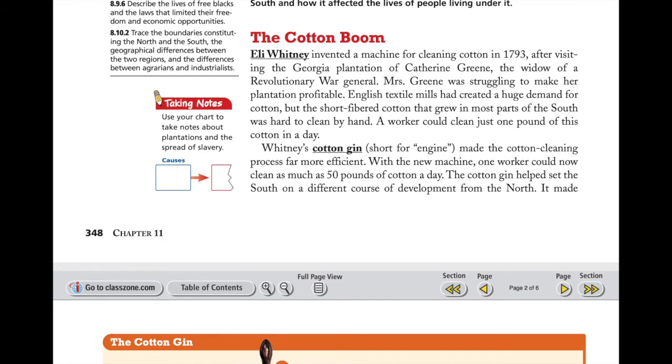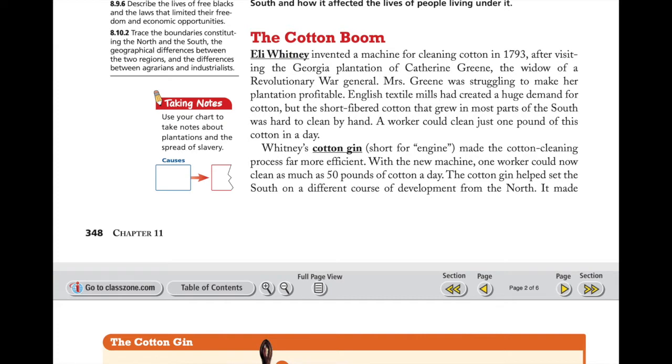The Cotton Boom. Eli Whitney invented a machine for cleaning cotton in 1793 after visiting the Georgia plantation of Catherine Greene, the widow of a Revolutionary War general. Mrs. Greene was struggling to make her plantation profitable. English textile mills had created a huge demand for cotton, but the short-fibered cotton that grew in most parts of the South was hard to clean by hand. A worker could clean just 1 pound of this cotton in a day.